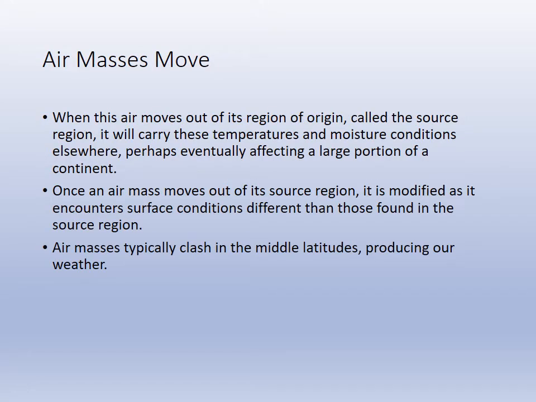So air masses move due to global winds. Where they come together, much like a fault is where plates come together, we call that a front. And the air masses generally meet in the mid-latitudes where we live, and that produces our weather. So we get a series of warm fronts and cold fronts caused by the meeting of air masses.